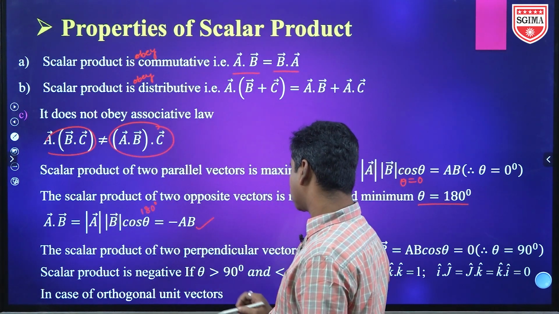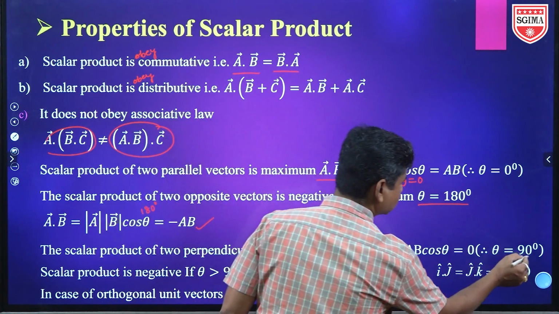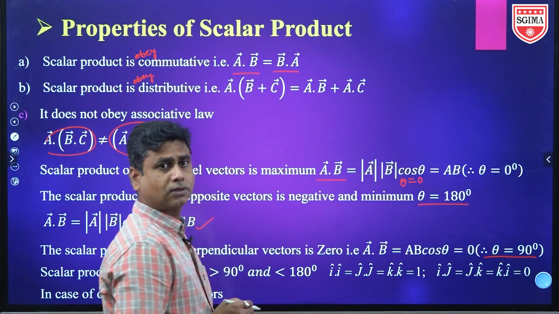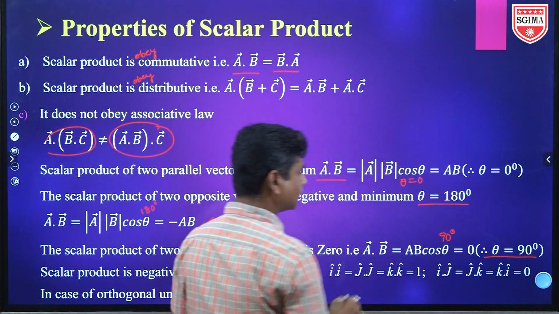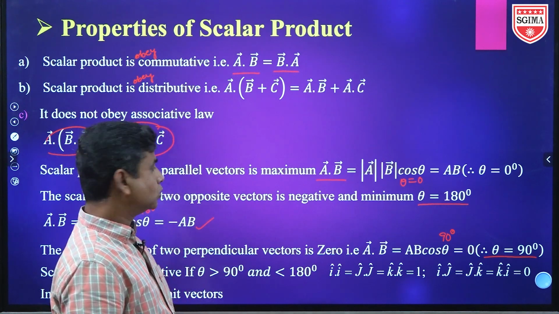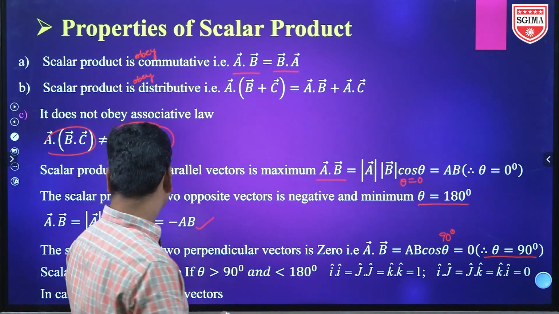Next, the scalar product of two perpendicular vectors is 0. Perpendicular vectors means theta value is 90. So the value of cos 90 equals 0, and 0 times anything is also 0. So the dot product of perpendicular vectors equals 0.